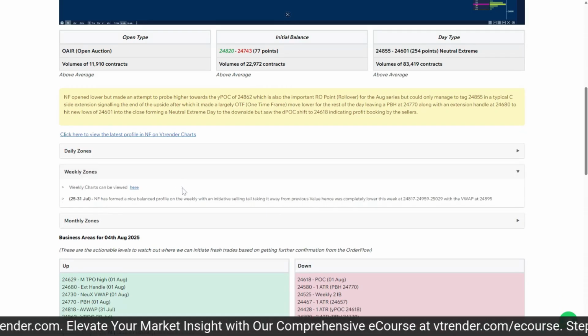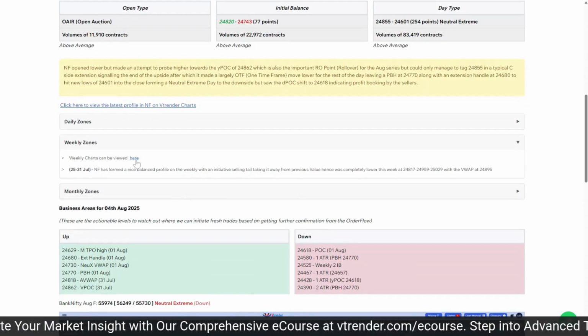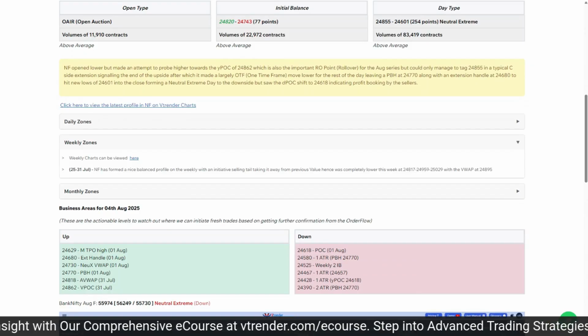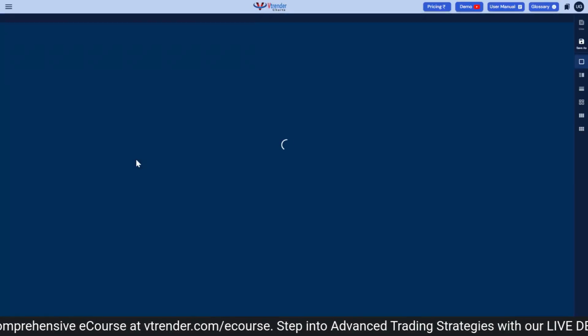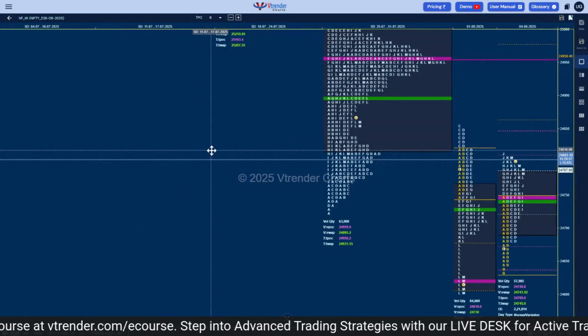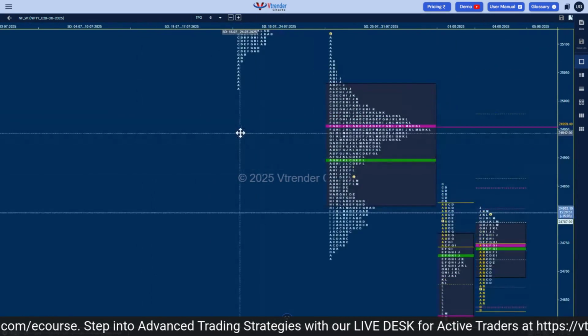Similarly, the weekly zone. We have a link here where you can open up the weekly chart, and I'll just quickly open this up, and you can see how this weekly chart will be a little different from the calendar week.